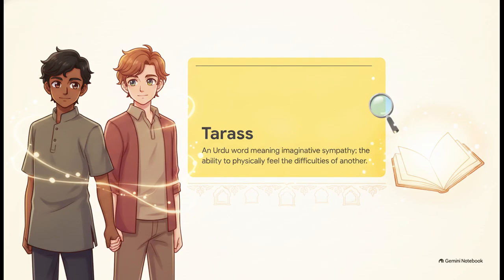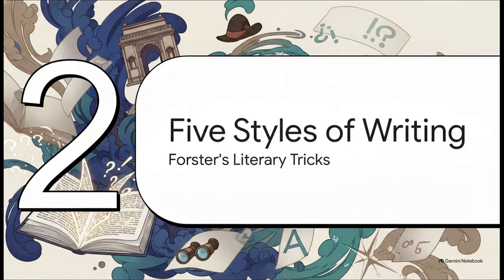Masood praised Forster for a very specific quality, taras. It's an Urdu word that translates to imaginative sympathy. It's this exact ability to physically feel the difficulties of another person that literally becomes the emotional engine of the novel. Moving on to part 2, 5 styles of writing.